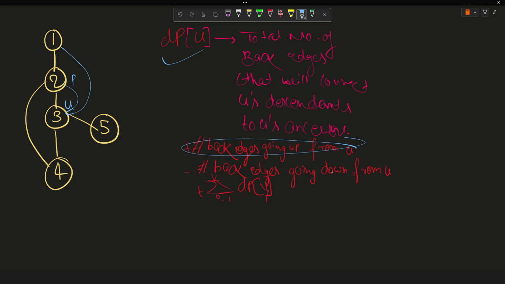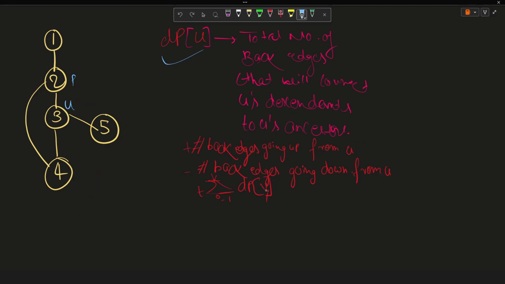And why are we subtracting the back edges going down from the same u? Because suppose a back edge would have remained connected from 3 to some vertex. If we remove this edge between the u and its parent, then this back edge will have no contribution in order to connect this u and p, right? Because earlier we saw that when we removed this edge, because of this back edge, we were able to go from 3 to 1 and then 1 to 2, which was going upwards from u. That's why we were treating it as plus. And since this has no contribution in increasing the chances of connecting with p back, that's why we are giving it a sign of minus.